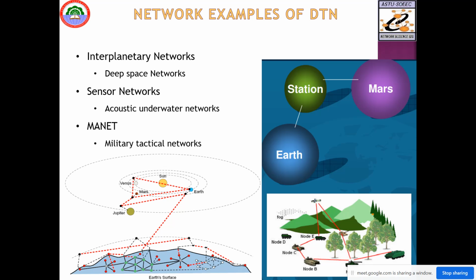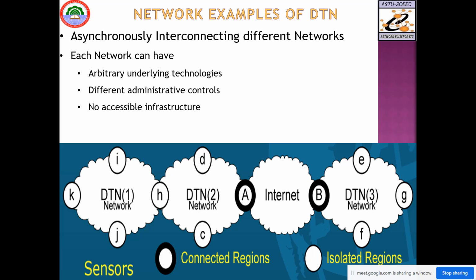Other examples of DTN networks are interplanetary networks. Now we are establishing communication among networks on the Earth, but research is going on interplanetary networks. We can call this the deep space network. We are going to establish a network from one planet to another planet. Still, the research is going on in this network. Underwater networks and military networks are other examples of DTN.